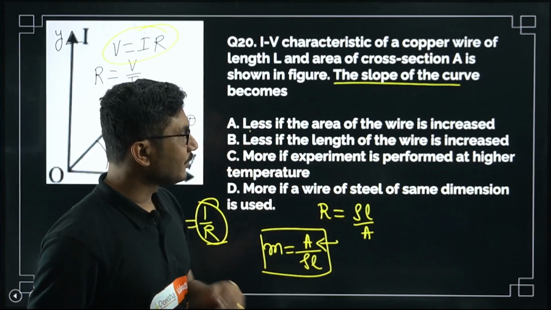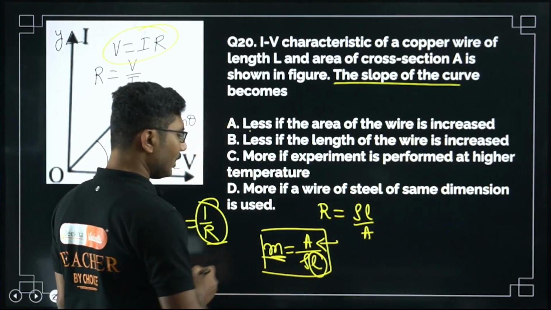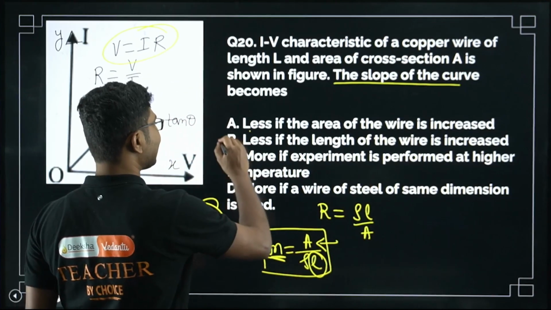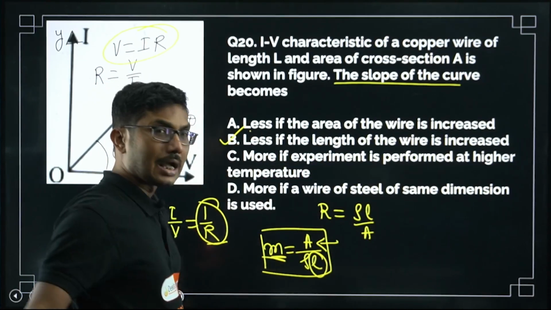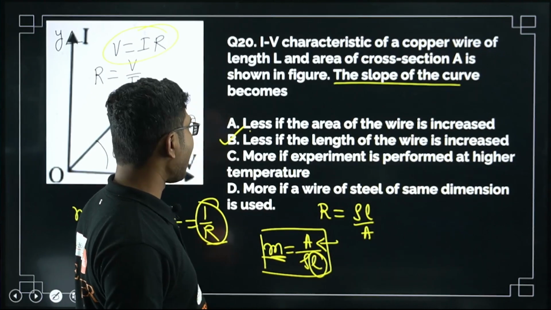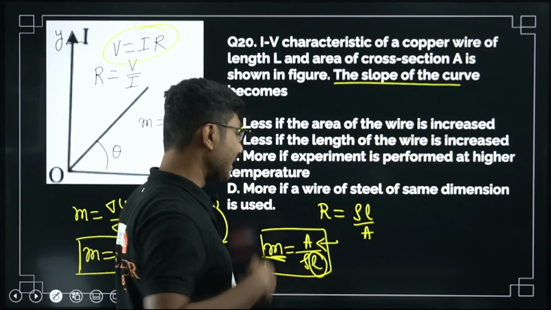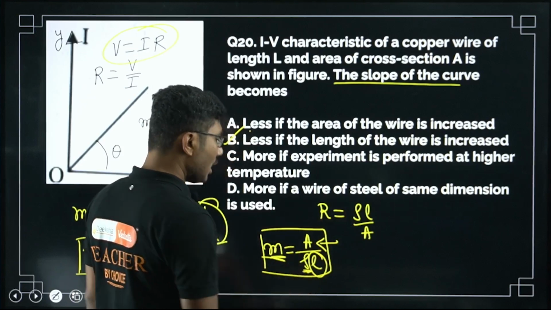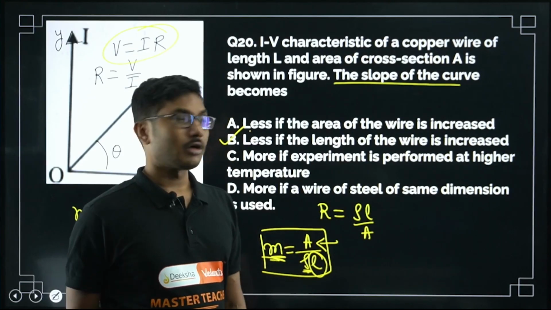Less if length of the wire increased. So if the length of the wire is increased, then slope will decrease. Yes, it is a correct statement. You can check the other two options also, but we have found our correct answer. More if experiment is performed at higher temperature. As the temperature is increased, rho will increase. Increasing rho means M will decrease, so definitely that is not true.